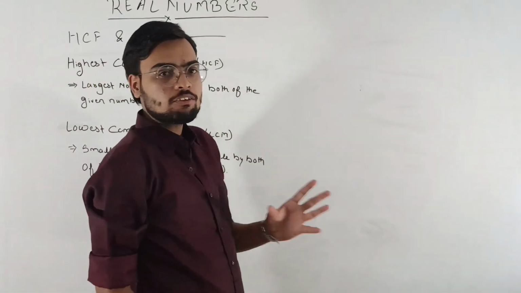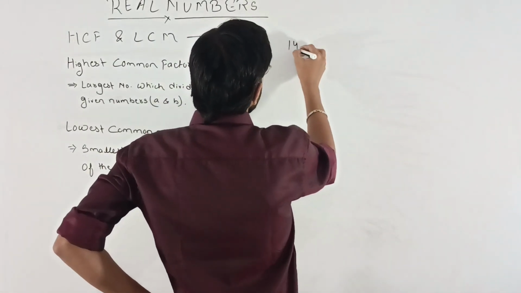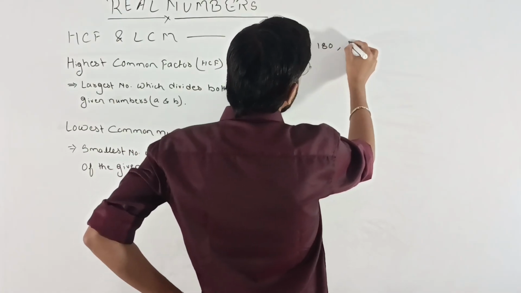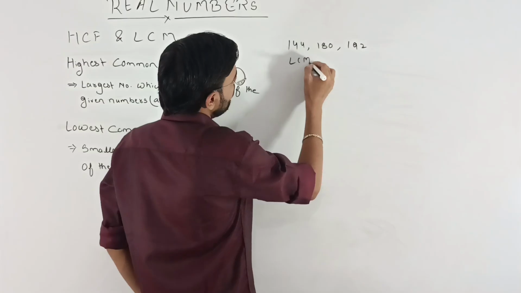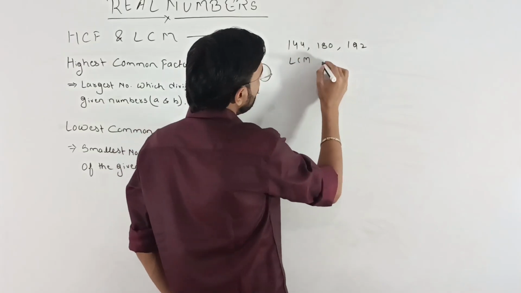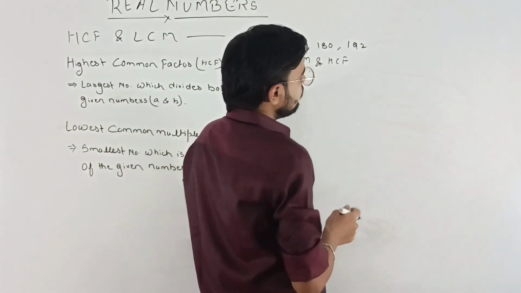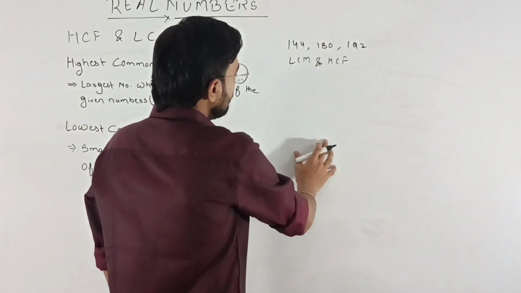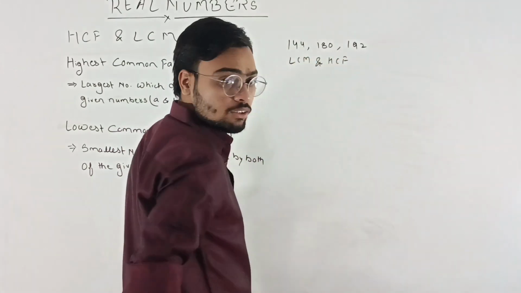Understood? Now let us take one example. The first number is 144, the second number is 180, and the third number is 192. We have to find the LCM of 144, 180 and 192, and we also have to find the HCF of these three numbers. For LCM and HCF, first we do the prime factorization of all these three: 144, 180 and 192.